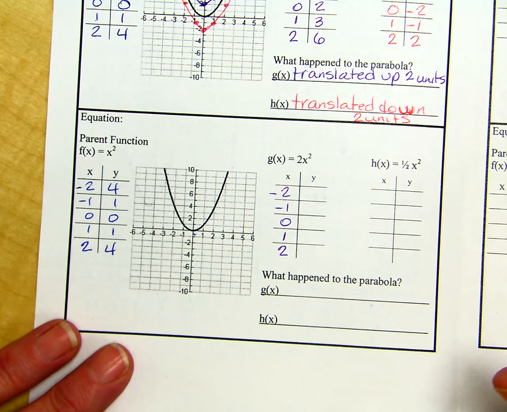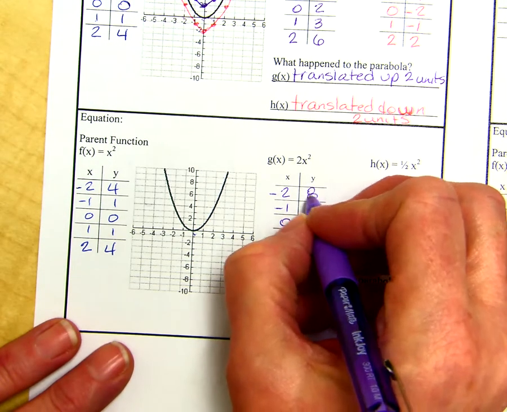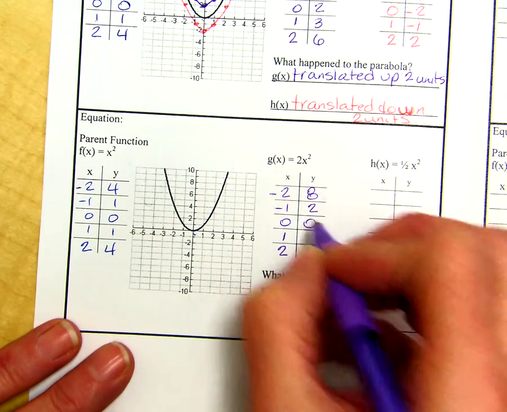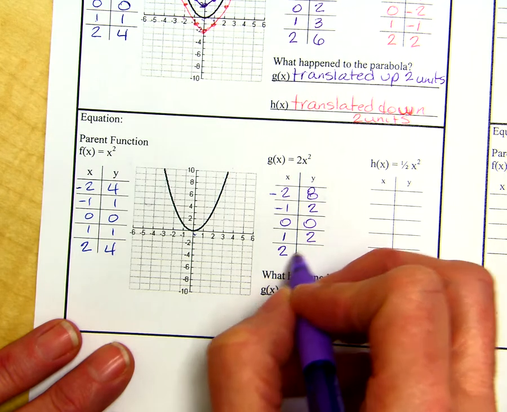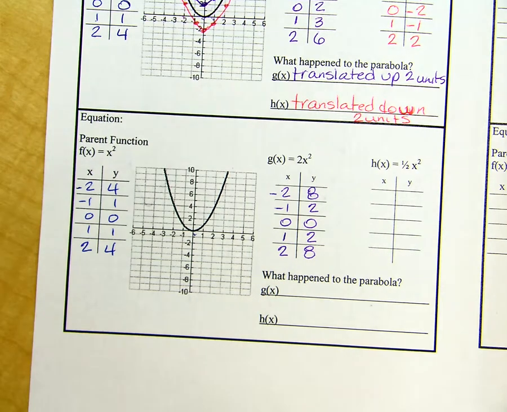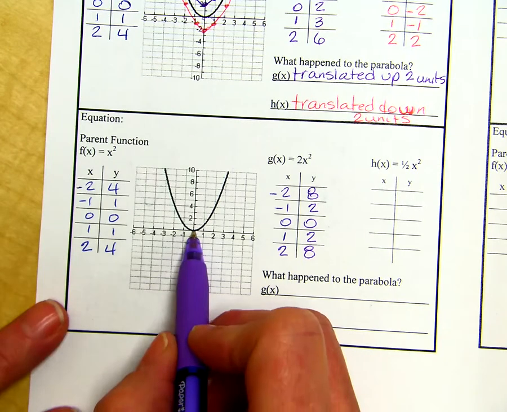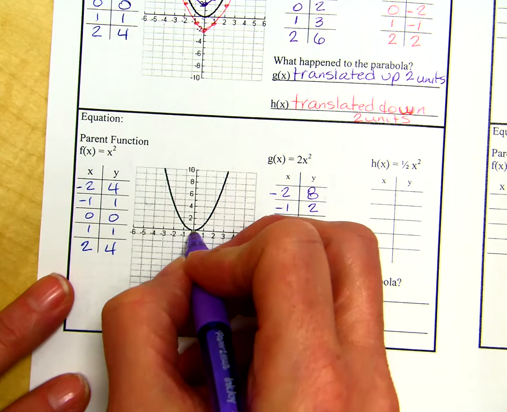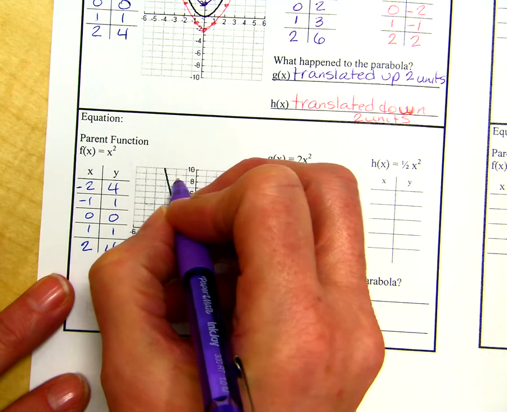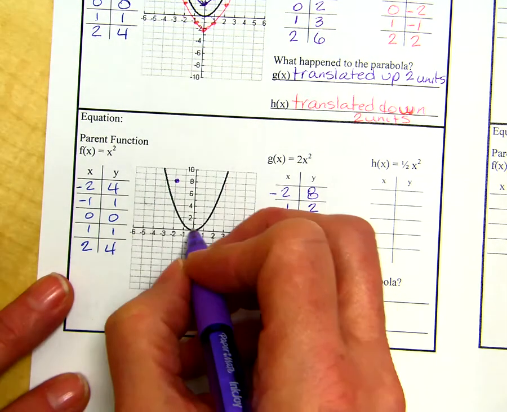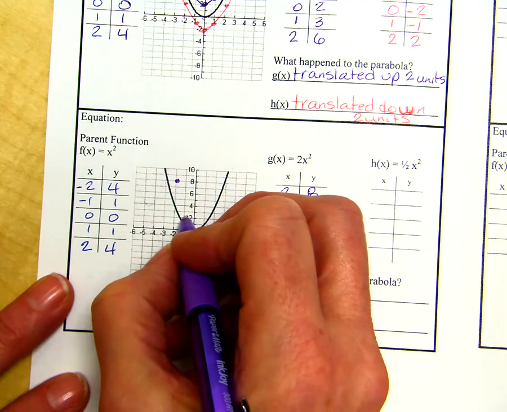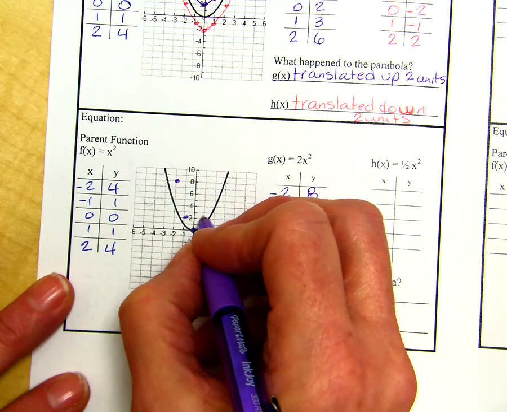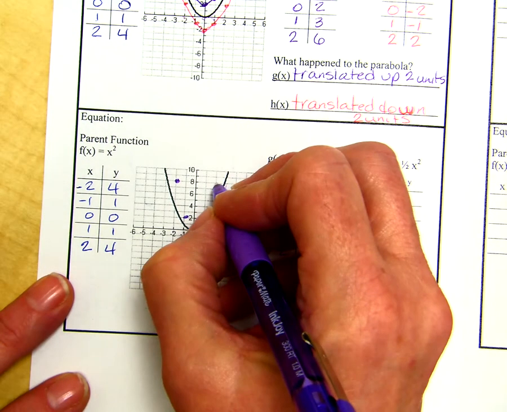So let's look at the table of values. So this time, -2 is a +8, -1 yields 2, 0 yields 0, 1 yields 2, and 2 yields 8. So we can see 0, 0 again. They share the vertex, and then we just need to graph these ordered pairs. So negative 2 goes all the way up to 8. Negative 1 goes up to 2. They share a vertex. 1 goes up to 2, and 2 goes up to 8.